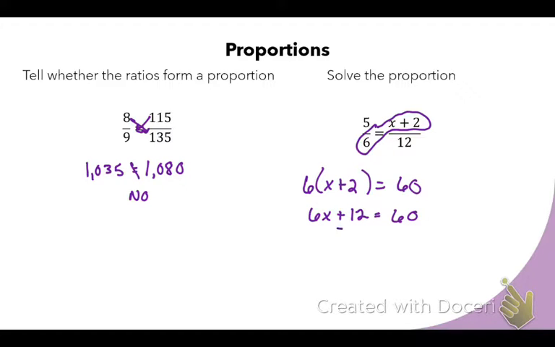What do I do next? Subtract 12 on both sides. And 6x equals 48. All right? And that is how Destiny got 8.